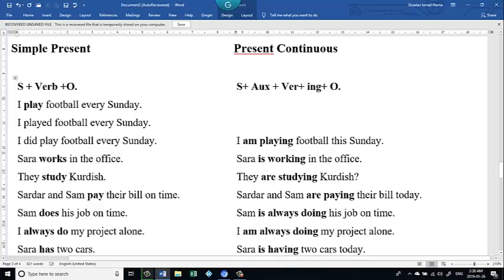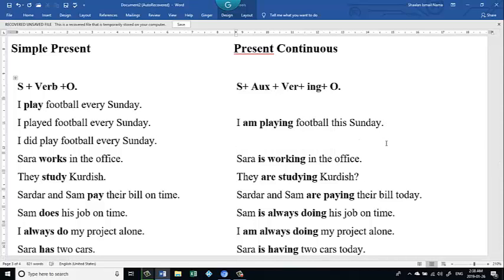Okay, that's one solution. If I want to make this sentence in the past, it's going to be past continuous. It's only one solution. I was playing football this Sunday. Here I have to say what time I was playing football this Sunday. For example, between 10 to 11 a.m. in the morning.